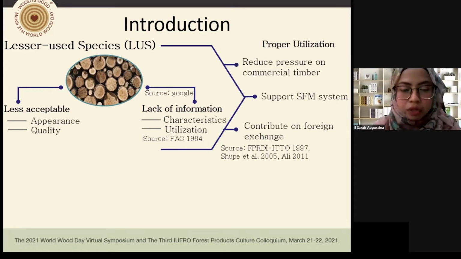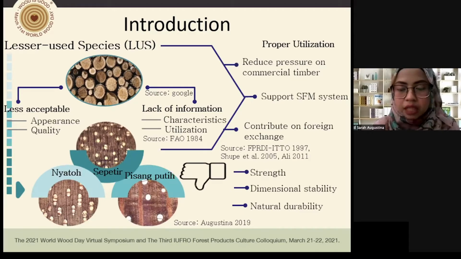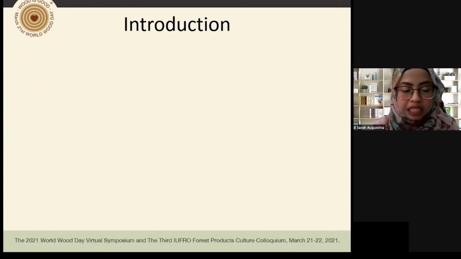Three species of lesser-known woods, namely nyatoh, sapetir, and pisang putih, have been used and analyzed in this study. Previous studies showed that strength, dimensional stability, and natural durability of these three species are inferior. In order to minimize the existing weakness, especially related to dimensional stability, a wood modification process has to be carried out. One of them is the impregnation process.